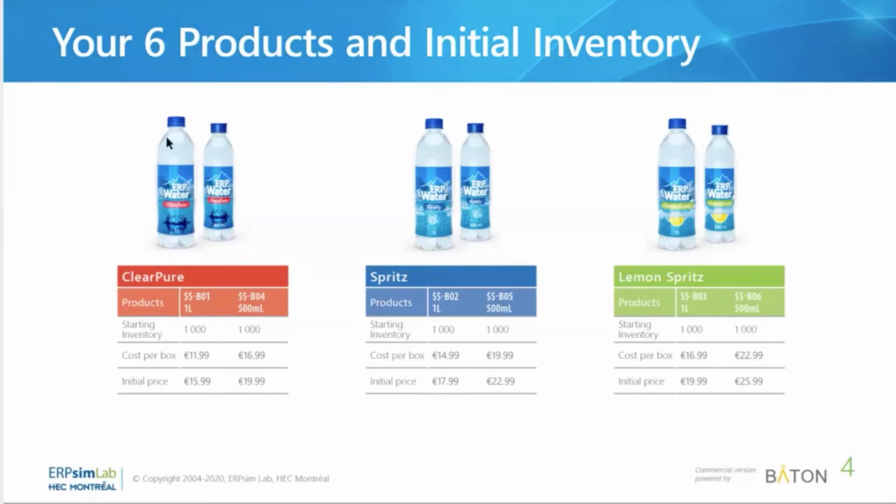So again, there are three products: Clear Pure, Spritz, and Lemon Spritz. And under each brand name, you have two different kinds of product, a larger one or a smaller one. And depending on your strategy, you need to change your price.